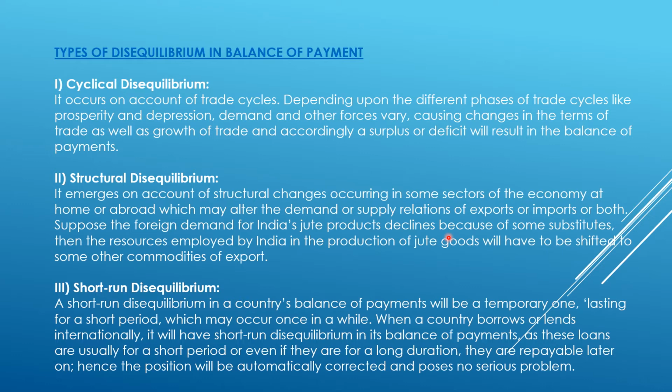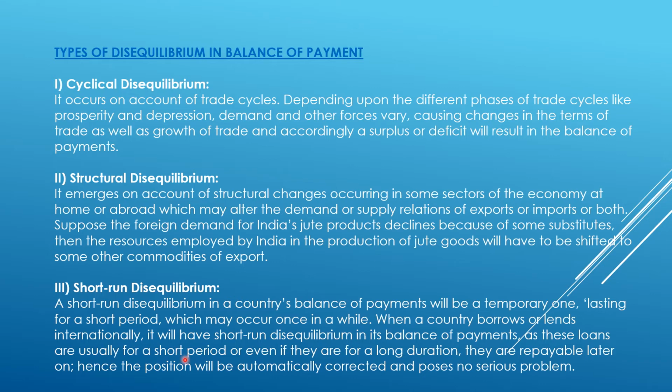substitute of jute product. Because of that, the demand for India's jute product declined and the demand for the Chinese product increased. So this is the example of structural disequilibrium. Due to that, the export from India decreases. You can see a structural disequilibrium in this situation.